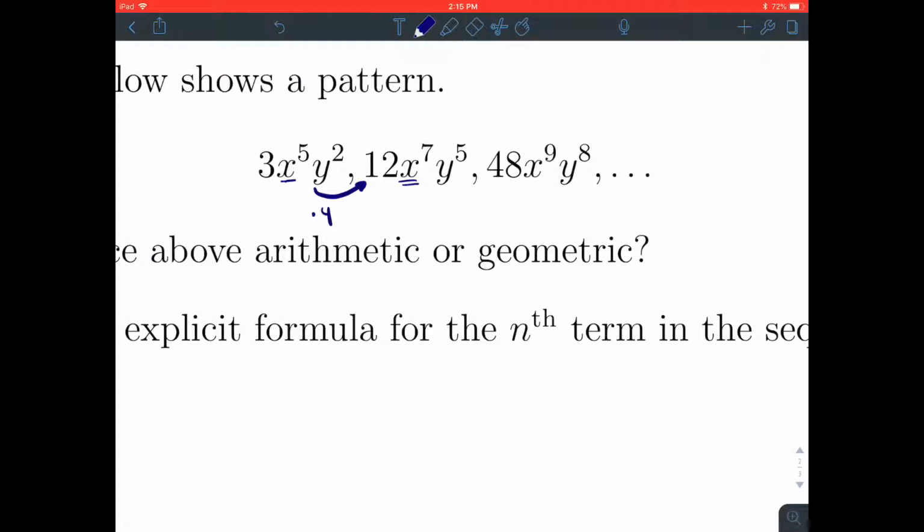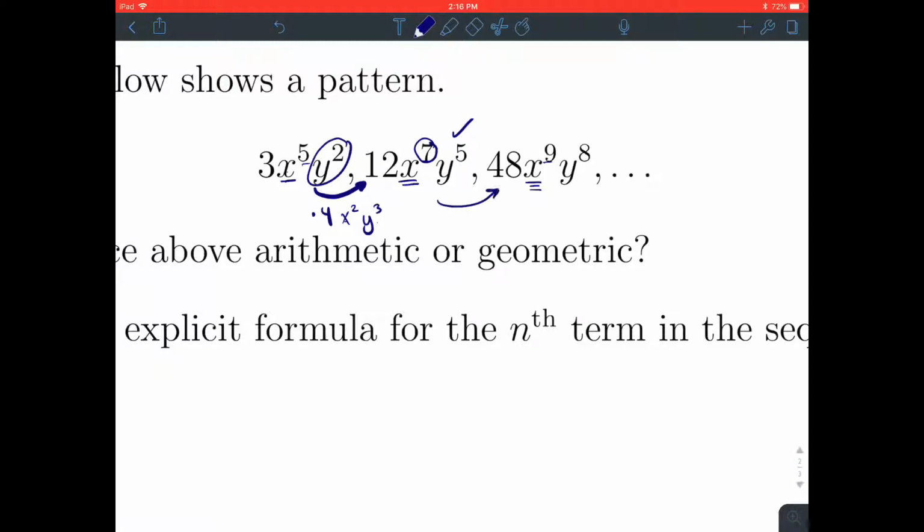Then we want to go from x to the 5th to x to the 7th, and from x to the 7th to x to the 9th. Even though it looks like we're adding 2 x's, in order to add 2 to the exponent, remember we only add the exponents if we're multiplying by the same base. So what we want to do is take x to the 5th and multiply by x squared, because x to the 5th times x squared, we add the exponents, giving us 7. For y, it's going to be the same thing. We want to multiply by y cubed, because y squared times y cubed is y to the 5th.